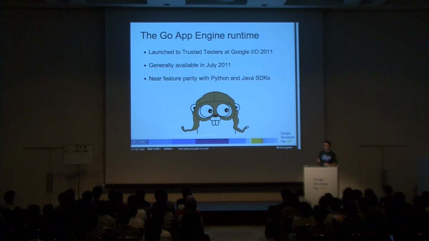So the Go App Engine runtime was launched by my team at Google I/O earlier this year to trusted testers only. And then a few months later, we launched it to be generally available in July. And so anybody can use it now. And currently, the set of APIs available for Go is almost the same as those for Python and Java, but it's still behind by a little bit, but not much.